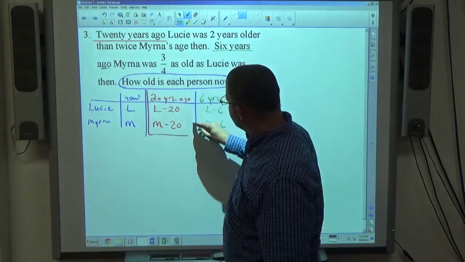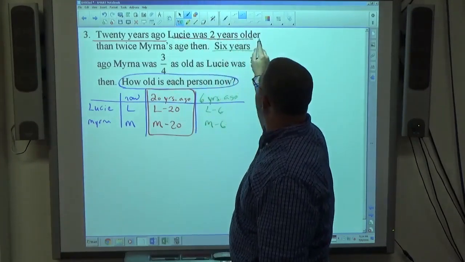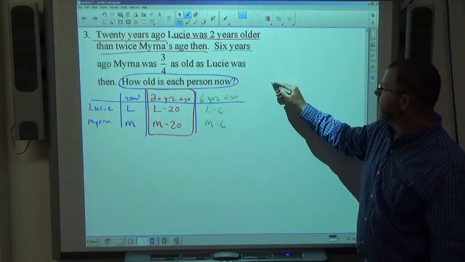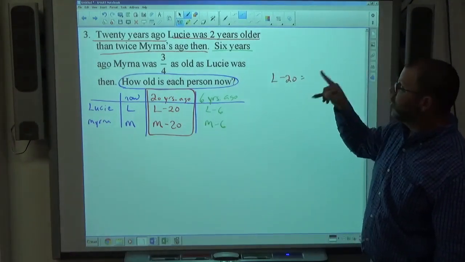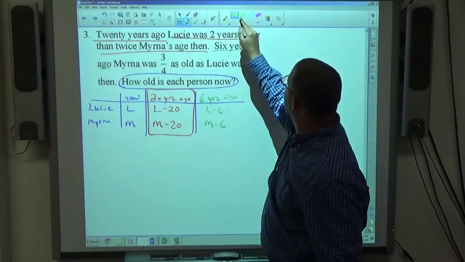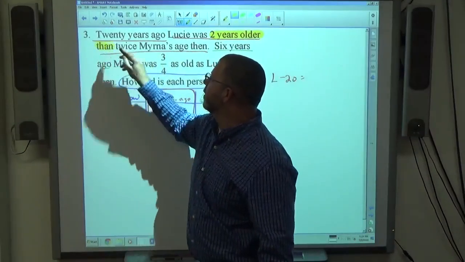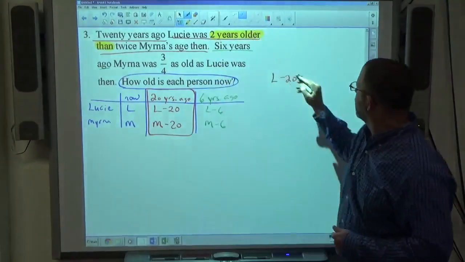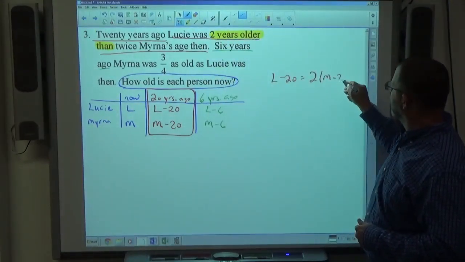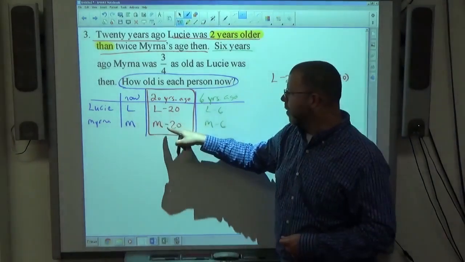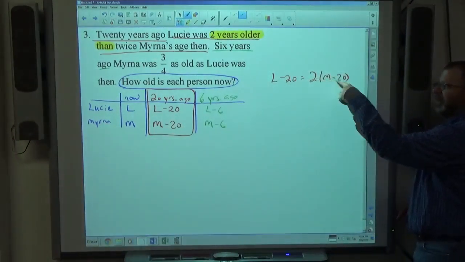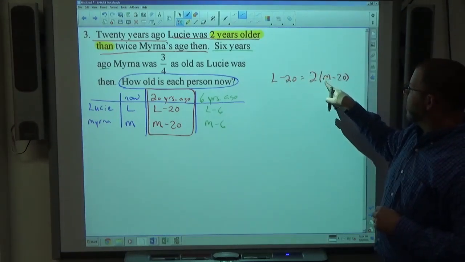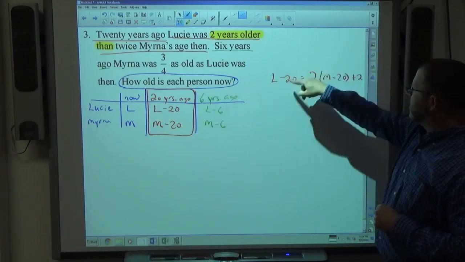So that's this one. Lucy was 2 years older than twice Myrna's age then. So Lucy, 20 years ago, was 2 years older than. 2 years older than is just like saying 2 bigger than. So greater than, less than, we ignore. All right, so twice Myrna's age then. So 2 times Myrna's age then. Myrna's age then is being represented by more than one thing, so to multiply it times 2, I have to multiply the entire parentheses times 2. This is 2 greater than this, so plus 2 goes on the smaller side to make the bigger side.